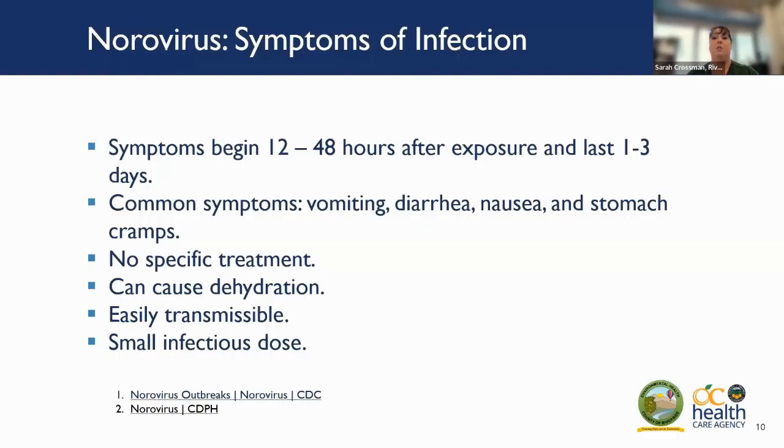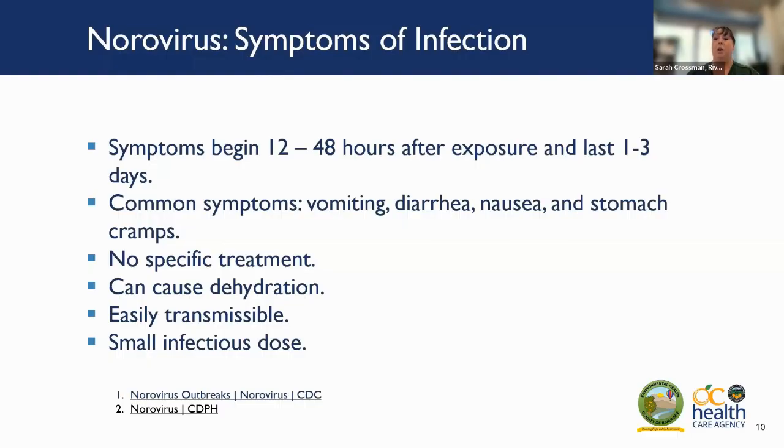A single episode of vomiting or diarrhea can release millions of viral particles. People can continue to shed the virus in their stool for up to 14 days after the symptoms have resolved themselves. And norovirus is extremely contagious. The infectious dose is very low. It's just about 10 viral particles, and that's enough to make someone sick.